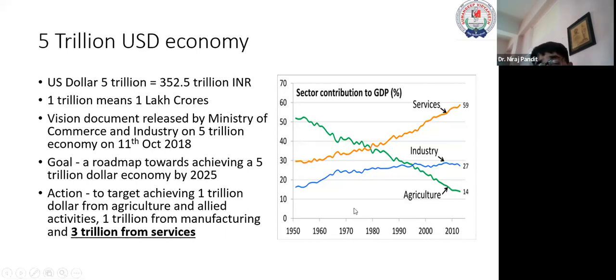And see here in the graph, the sector-wise contribution. In 1950, more than 50% was the agriculture sector. And now, in 2010 and beyond, they expect agriculture to be around just 14%. Industry growth, from 12%, we expect 27%. But what is the most important is the service sector: from 30% to 59%, almost 60%.